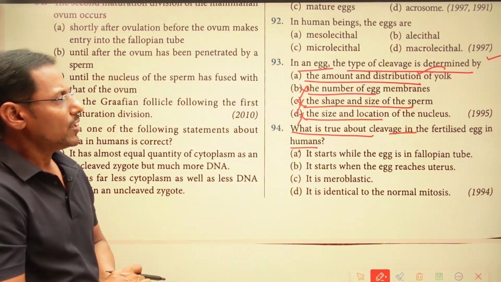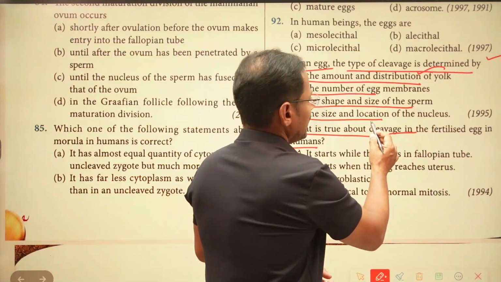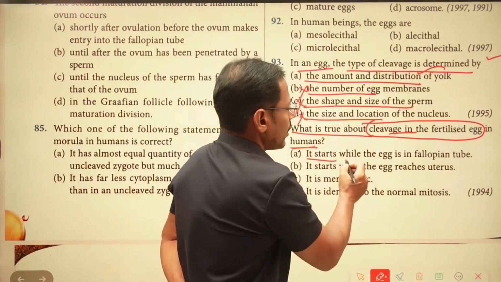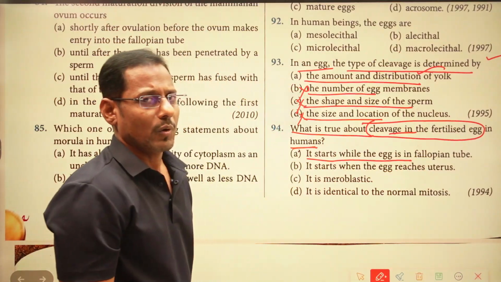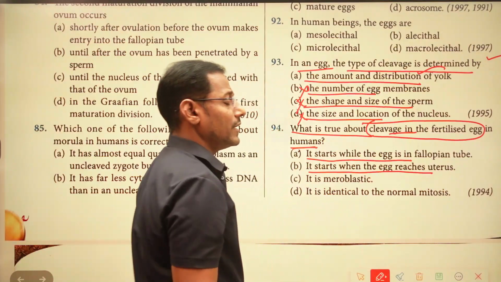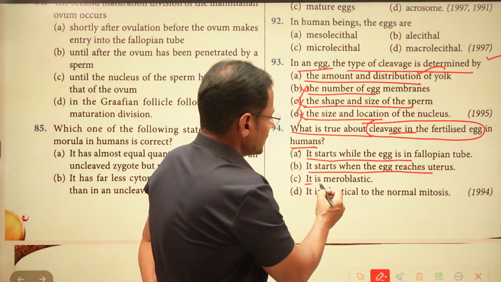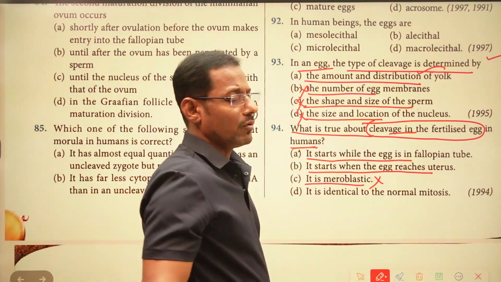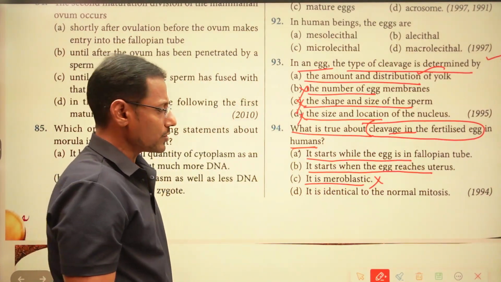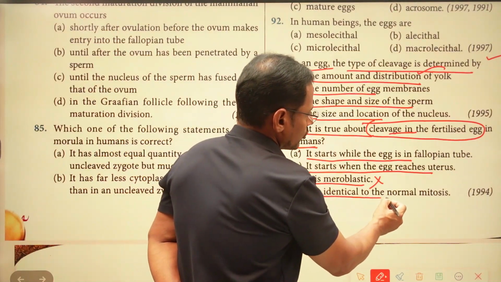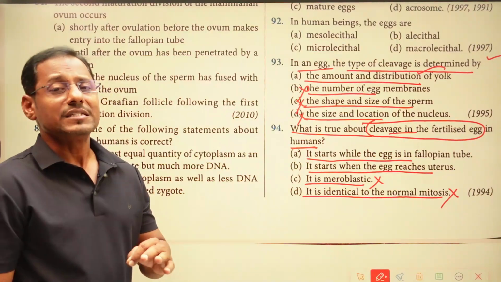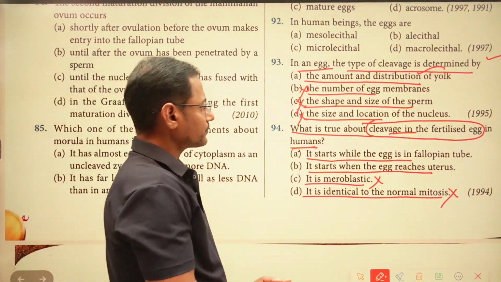So observe the question. What is true about the cleavage in the fertilized egg in humans? It starts while the egg is in the fallopian tube. It starts when the egg reaches the uterus. It is meroblastic? Not at all meroblastic. Our cleavage is holoblastic. The entire zygote undergoes the cleavage process. It is identical to normal mitosis? Not at all. This is not a general and simple mitosis process, right?